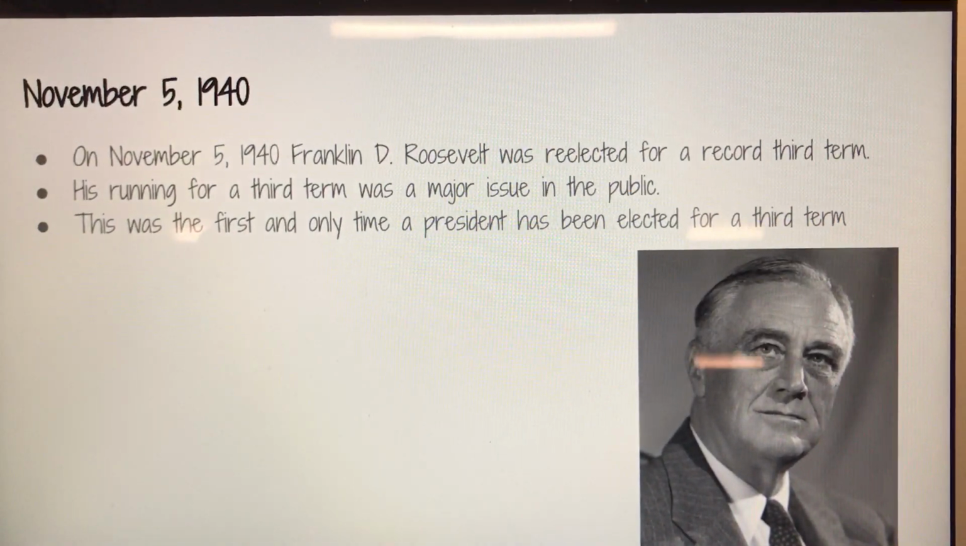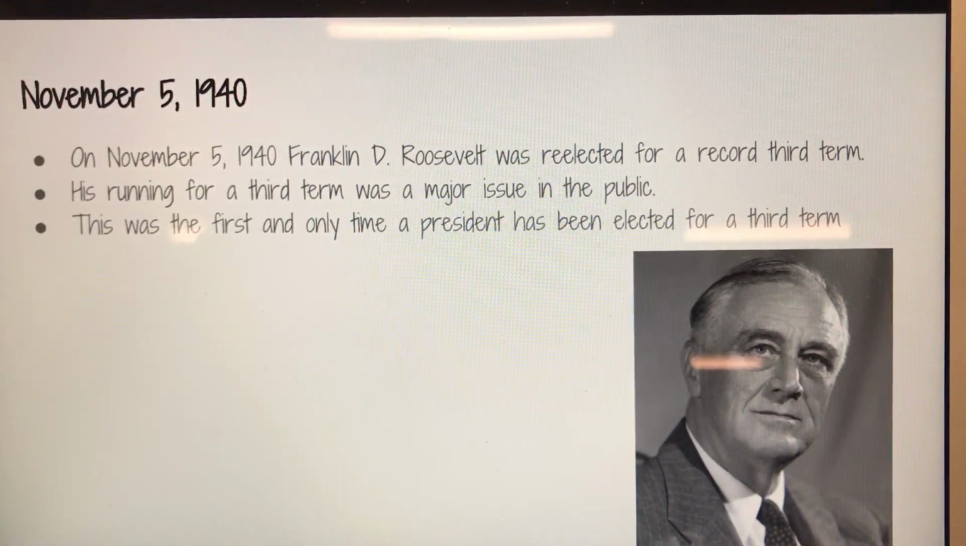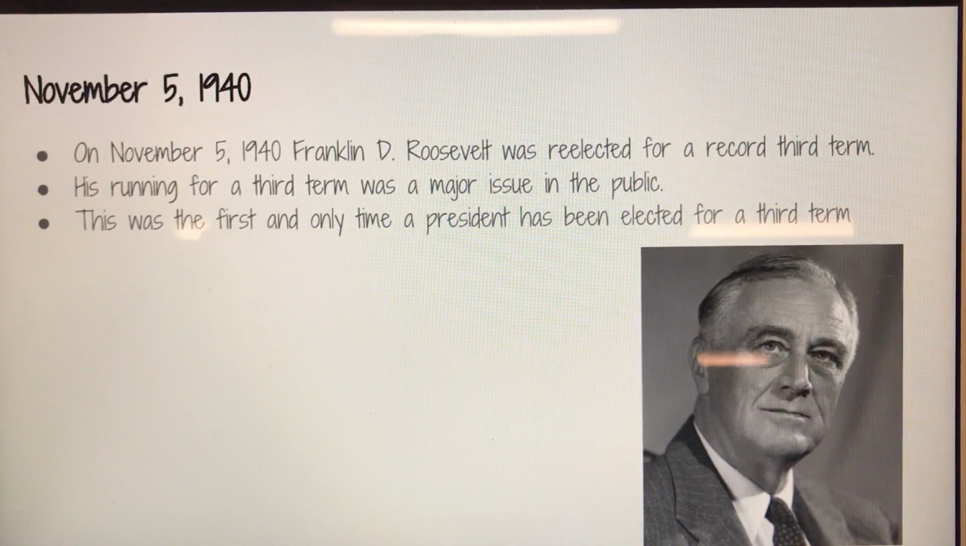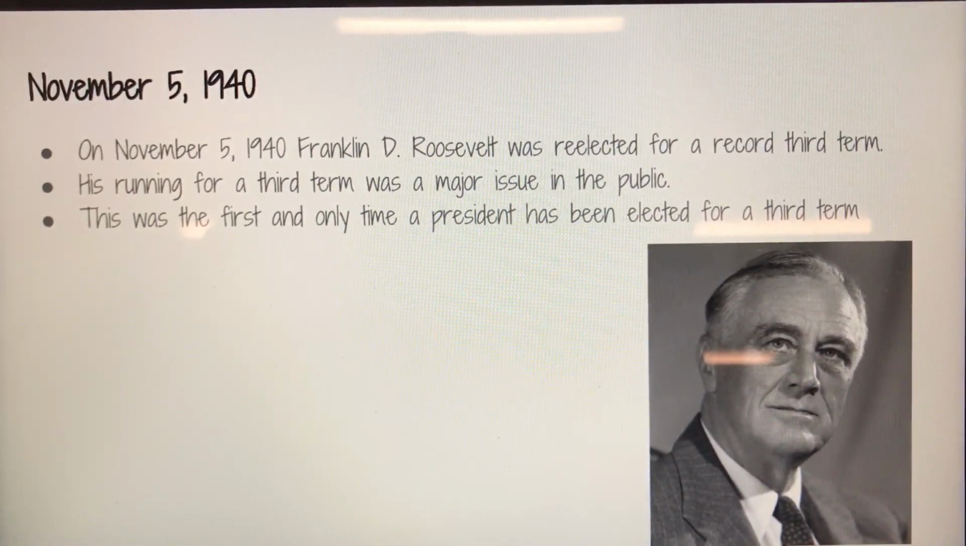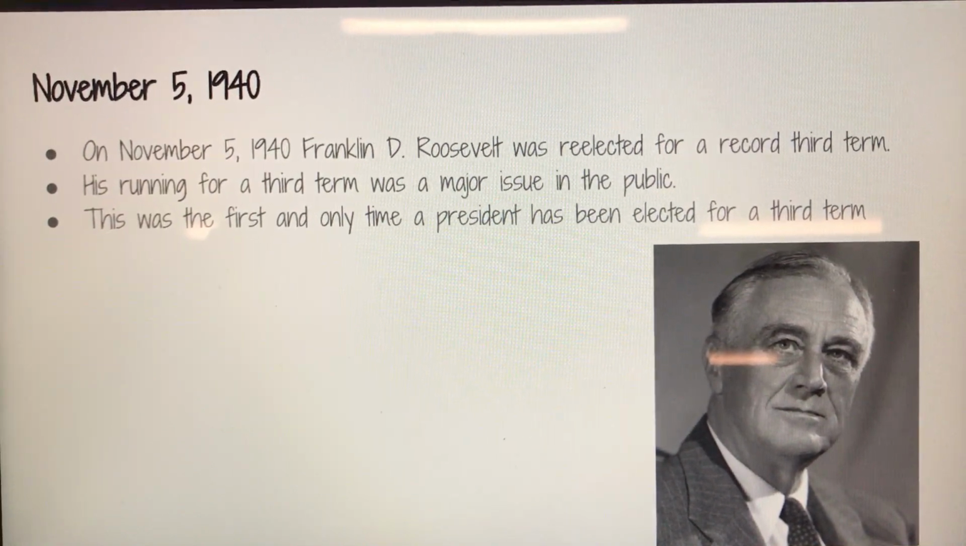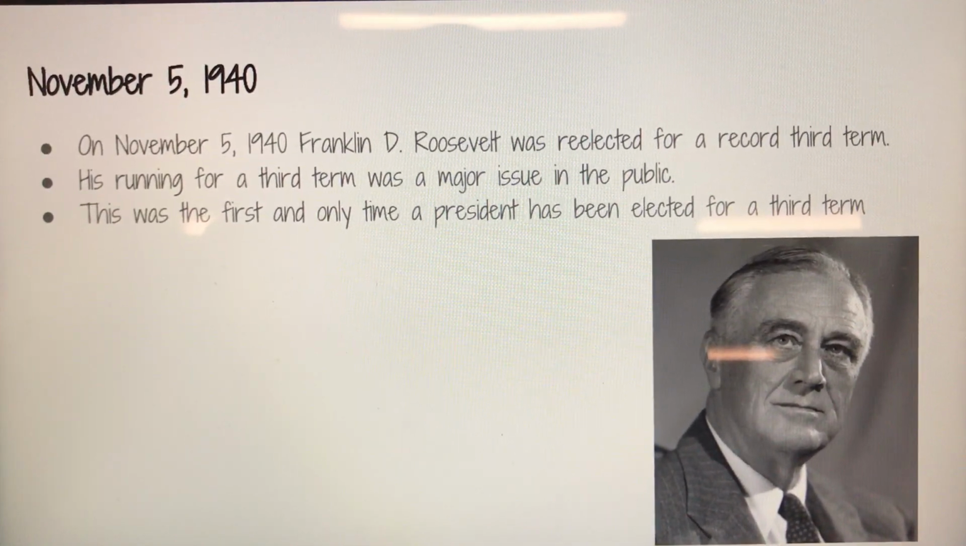November 5th, 1940. On November 5th, 1940, Franklin D. Roosevelt was re-elected for a third term. His running for a third term was a major issue in the public. This was the first and only time a president has ever been elected for a third term.